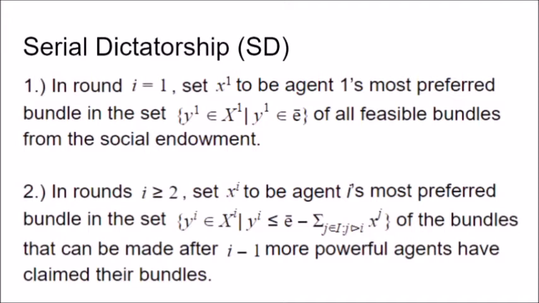In simple terms, this means that the boss, the most powerful agent, gets to take exactly what they want as long as it's feasible. Then, in rounds 2 and greater, set xi to be Agent i's most preferred bundle in the set of the bundles which can be made after the more powerful agents have claimed their bundles.